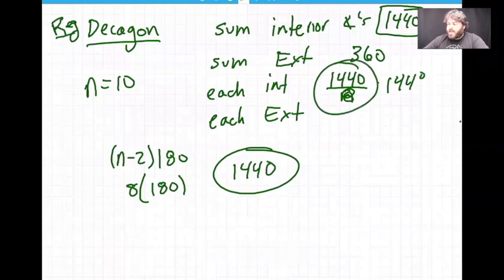That mistake happens all the time, actually. I mean, I make the mistake, obviously. It happens a lot. So just make sure you divide by n. We used 8 because n minus 2 is 8, but n is 10. So when you divide by n, you're dividing by 10.